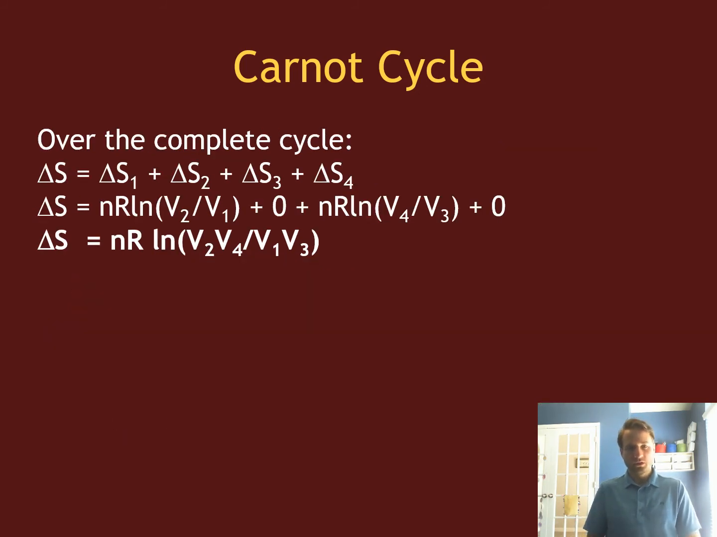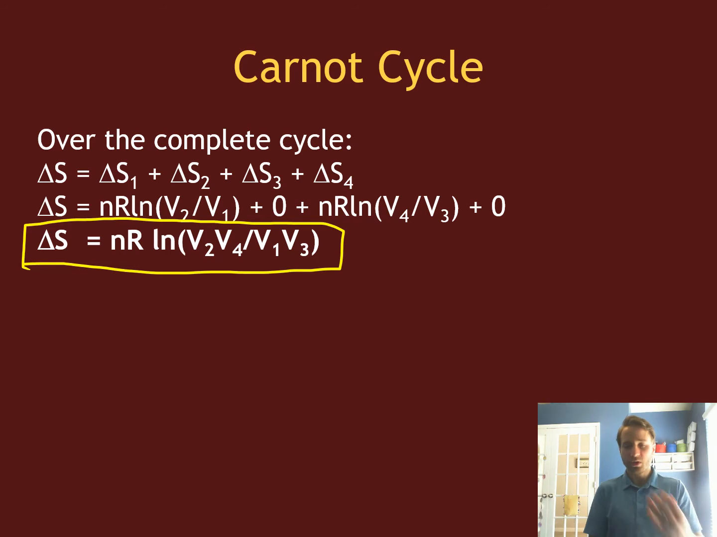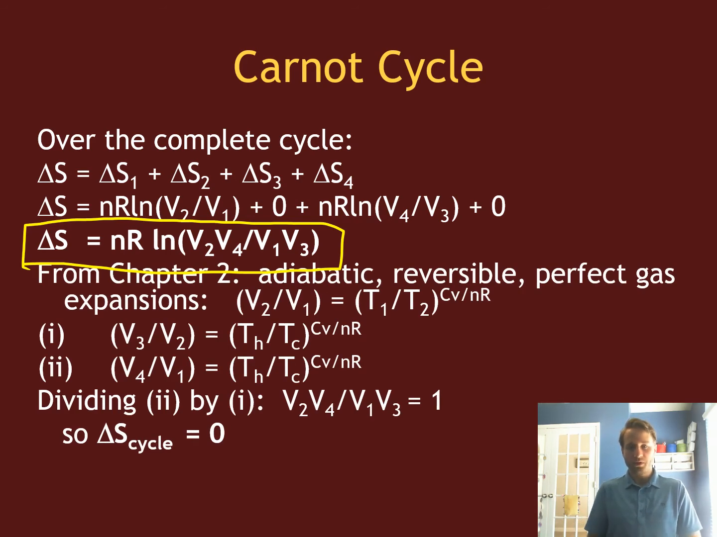Okay? So our total entropy change for this Carnot cycle is delta S1 plus 2 plus 3 plus 4, which is nR ln V2 over V1 plus 0 plus nR ln V4 over V3 plus 0, right? Which gives us the total entropy change as nR times the natural log of this ratio of volumes, okay? So the question is what is the ratio of those volumes, okay? Well, we know for an adiabatic reversible process of an ideal gas that those changes in volumes are related with the change in temperature, okay?